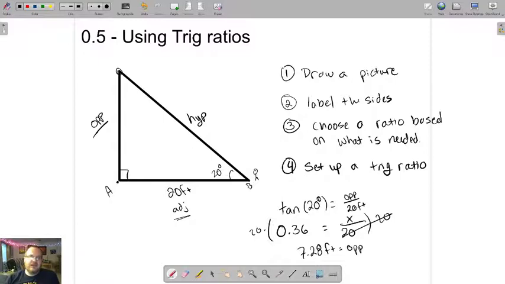Now from here, if you were asked to find the missing side, you could use another trig ratio. In this case, you could use either the sine or the cosine, but since it's a right triangle and you already have 2 of the sides, you can easily find the third just by using the Pythagorean theorem. All right, let's take a look at another example here.